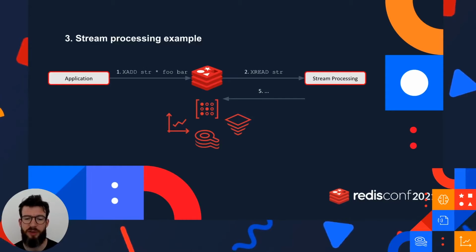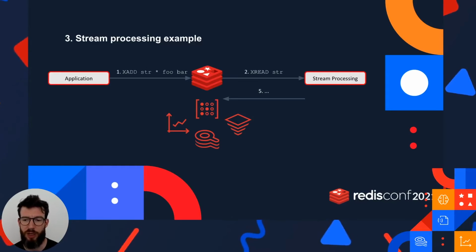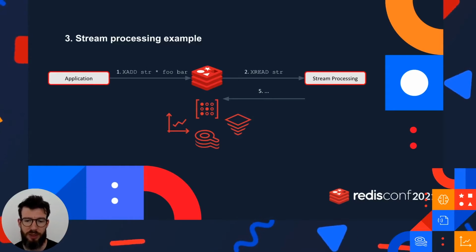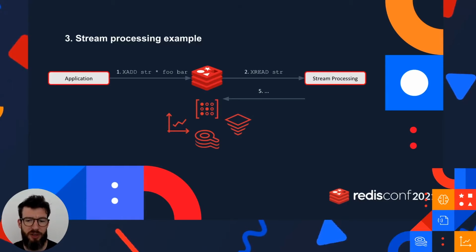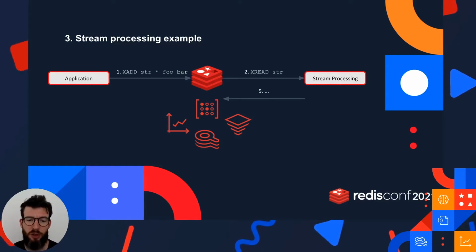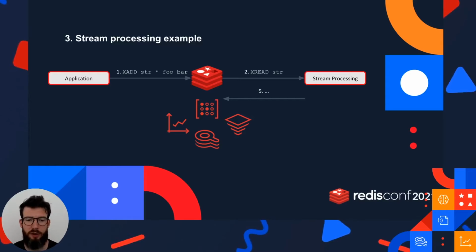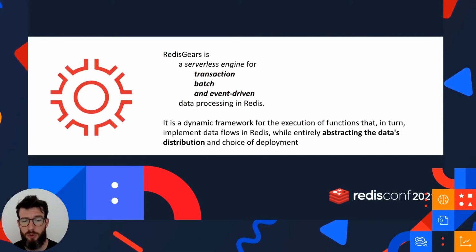Now, all of this is generating several round trips between Redis and the stream processing. That could be done more efficiently. What if that stream processing could be done within Redis itself? And that is what RedisGears is for.